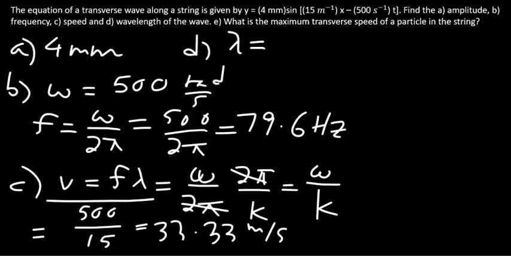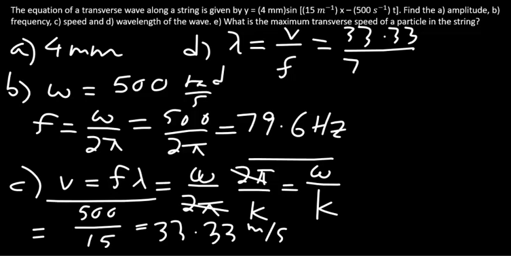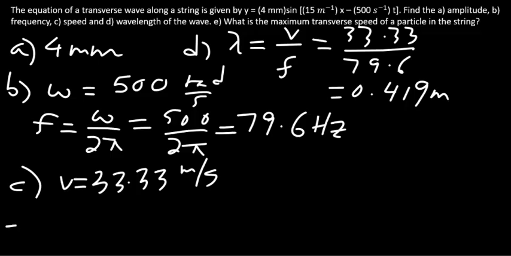Now part D, the wavelength of that wave. Now we can get that from this equation. The wavelength is the speed of propagation over the frequency. Now we have just determined the speed. It's 33.33. The frequency is that 79.6 Hertz, and that's going to give you the wavelength 0.419 meter.